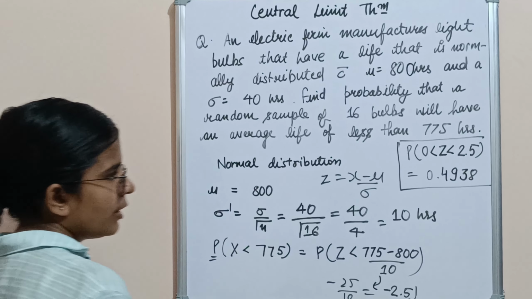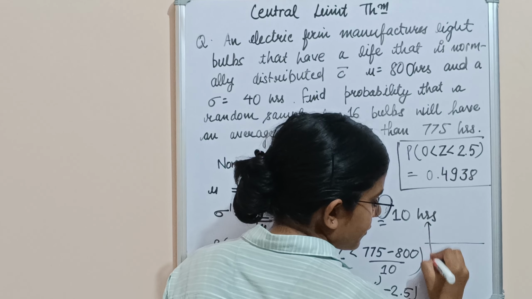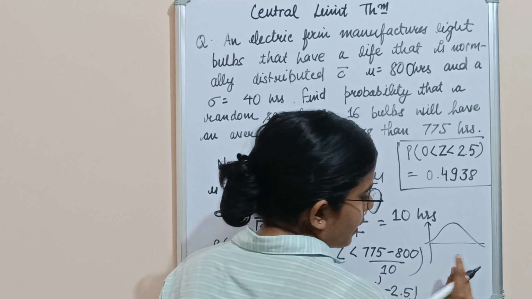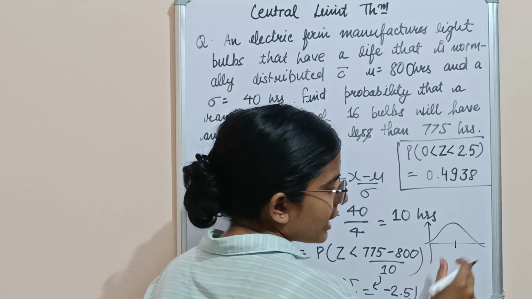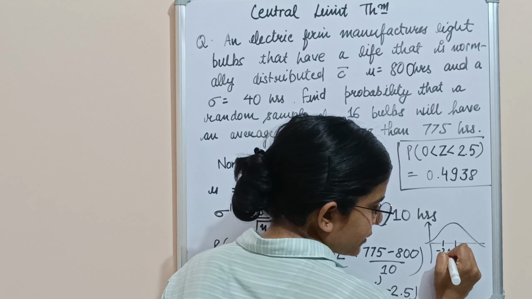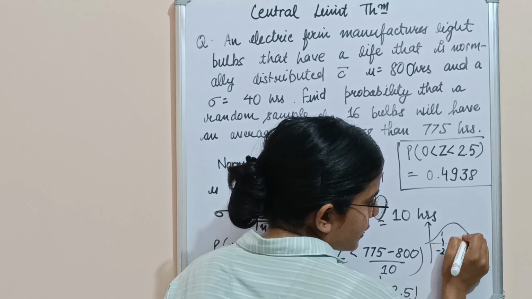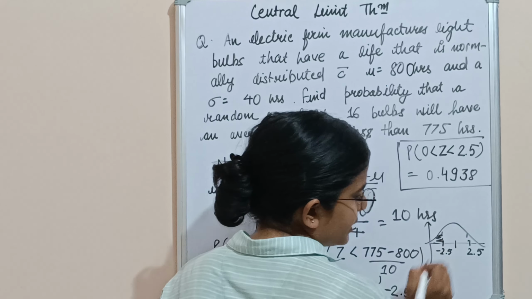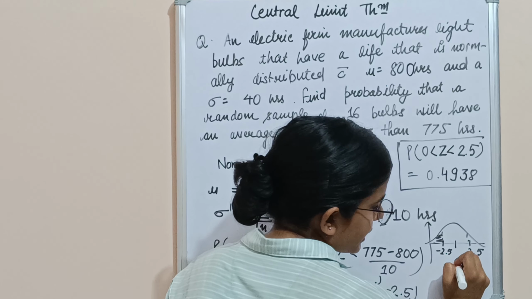Now if we draw the graph of the standard normal variate, this is symmetric about its mean value. Let's say here somewhere is the point minus 2.5 and here is the point 2.5. Then we have to find this probability, and we are given this probability.